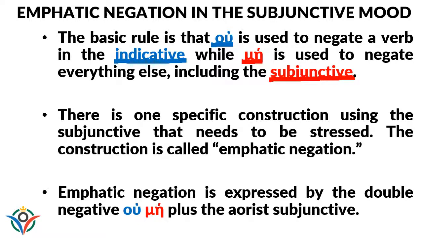Now, there is one specific construction using the subjunctive mood that needs to be stressed, and that construction is called emphatic negation. So what does this refer to? Emphatic negation is expressed by the double negative ou me plus the aorist subjunctive. So when you see a biblical author using this formula, as it were, ou, the indicative particle, plus me, the non-indicative negative particle, plus the aorist subjunctive, then they are expressing what we call emphatic negation.